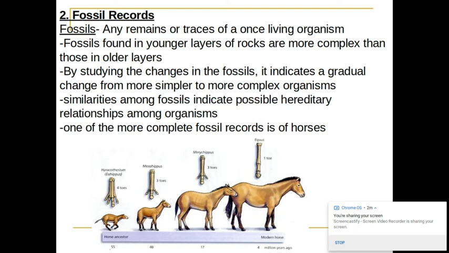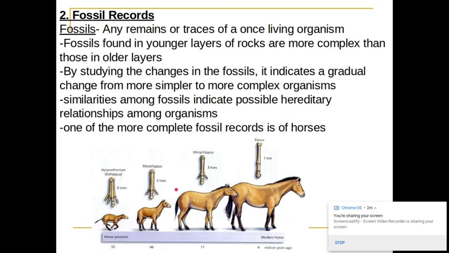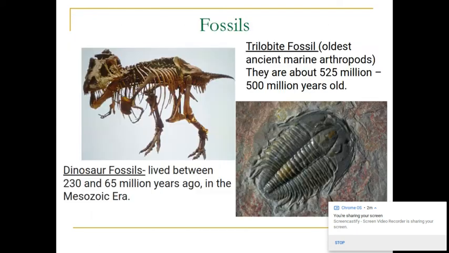This is one of the more complete fossil records, and it shows the horse. Okay, you can see how things have evolved over time with the toes, the four toes, three toes. A little bit, they get bigger, taller. You can see kind of how they've evolved. Here's a couple other pictures of fossils. There's tons of photos we could show you, but trilobites are the oldest ancient marine arthropod fossil, 525 million to 500 million years old. A lot of you are familiar with the dinosaur fossils. They're from 230 to 65 million years ago, the Mesozoic era.